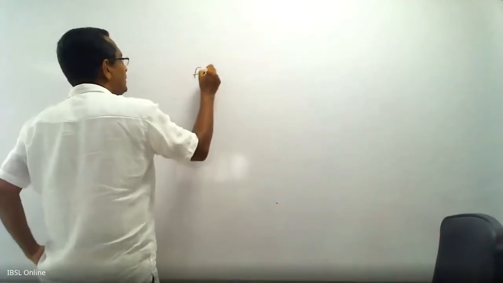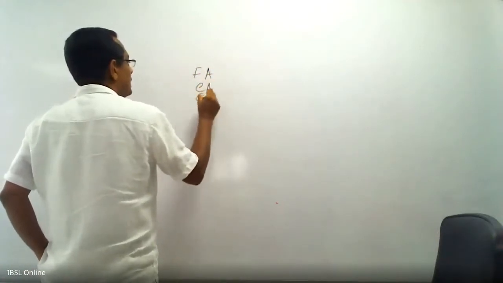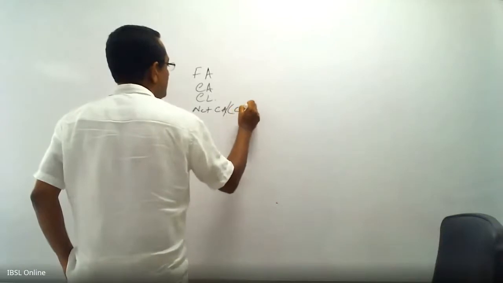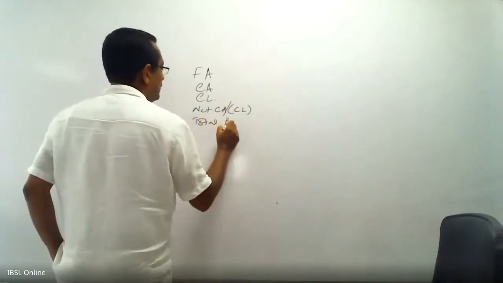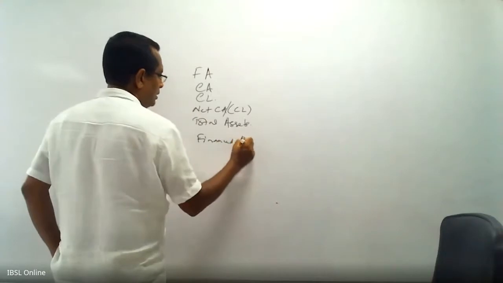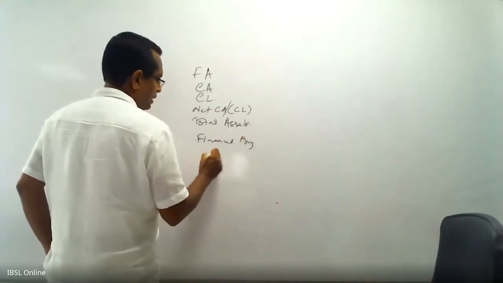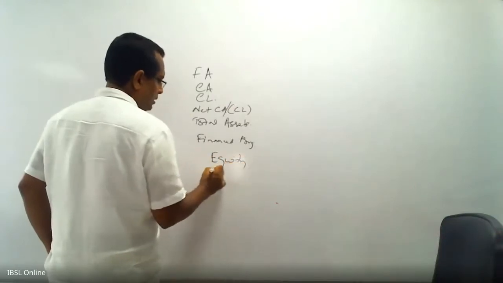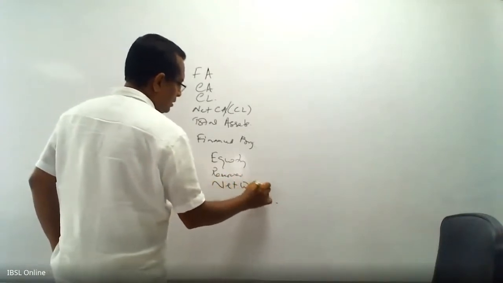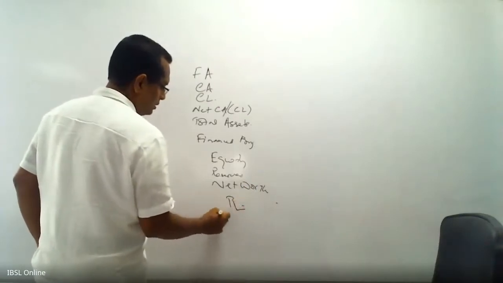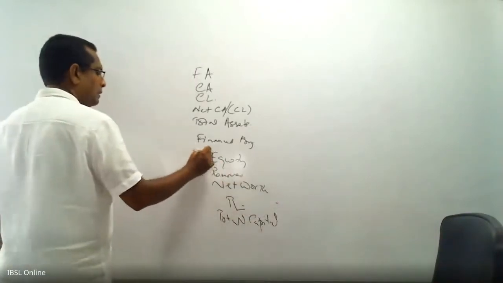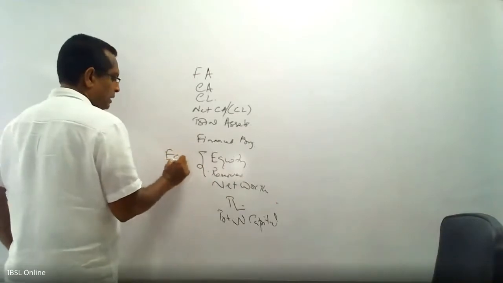Fixed assets, balance sheet, fixed assets, current liabilities, net current assets or current liabilities, total assets financed by equity, reserves, net worth, term loans, total capital, right? This is called equity capital.